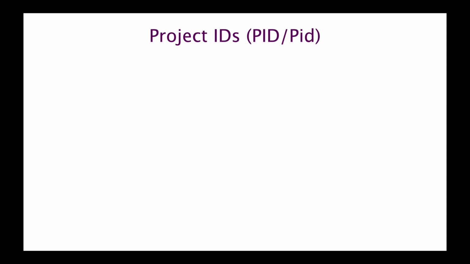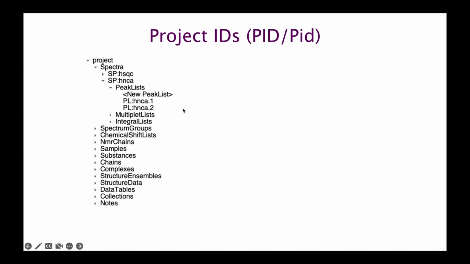Now I'm going to introduce you to something that's perhaps a bit more unusual about our program, and you may not come across in other programs, and that is so-called project IDs, or we often refer to them as PIDs. You'll see in the sidebar we've got these spectra sitting here. These spectra aren't just labelled by their name, HNCA, they're actually labelled SP:HNCA, and that is the project ID. So every object within the program has this kind of an ID. And you can see for the peak list, because it's nested below a spectrum, it's also got the spectrum's name as part of its PID, and it starts now with PL.